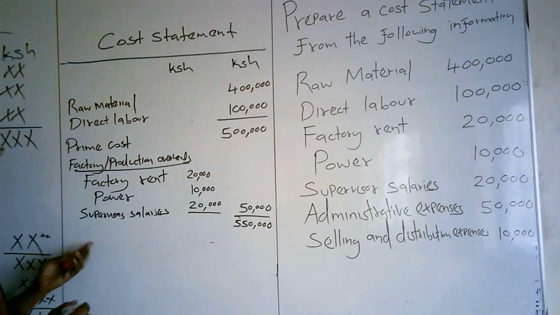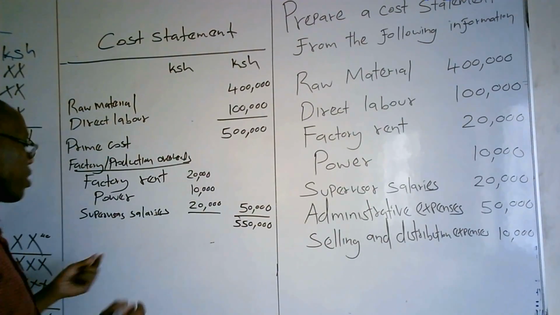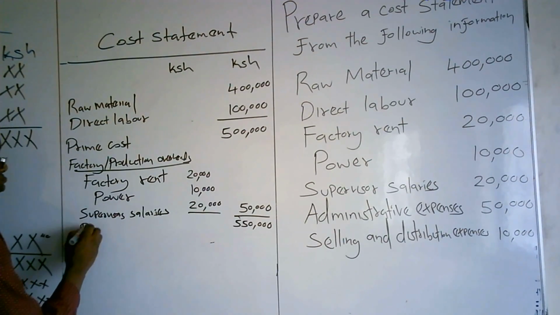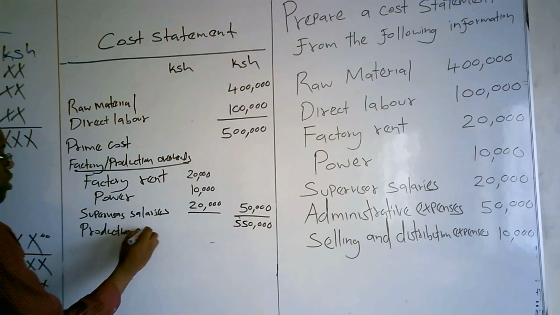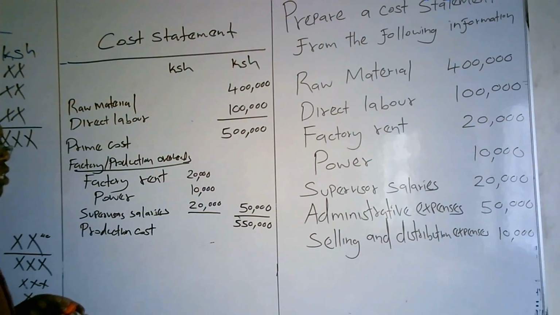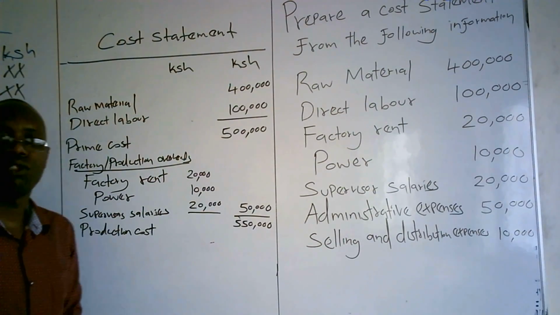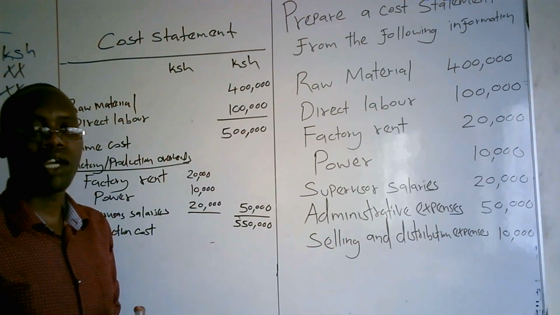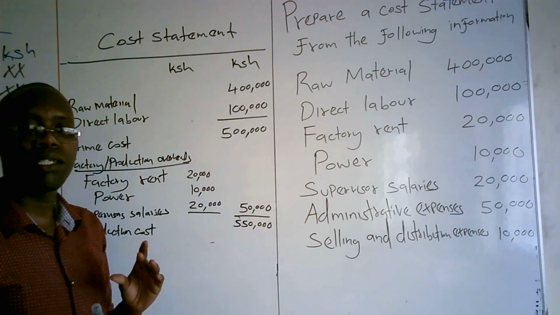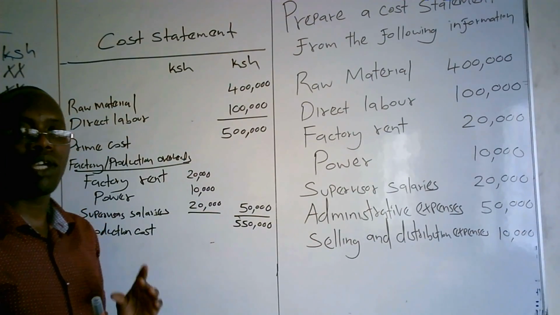550,000, which is going to be the cost of goods manufactured, or what you call the production cost. Let me call it production cost. The reason why I'm calling it production cost or factory cost is because in some questions, they are going to ask you to prepare the production statement.